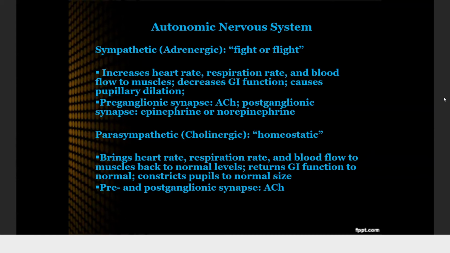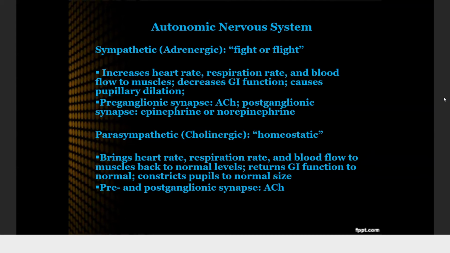Most of the neurotransmitters actually involved: we have ACh, the acetylcholine, epinephrine, and also norepinephrine. They are all neurotransmitters involved. Same as the parasympathetic, which is the cholinergic system.